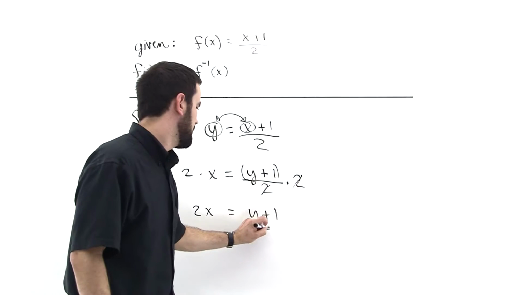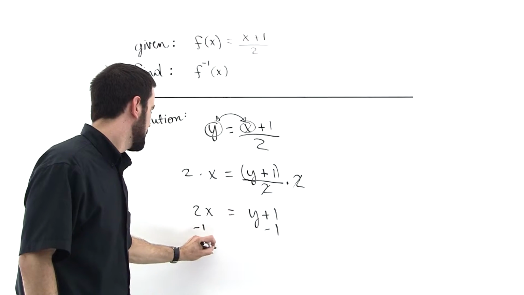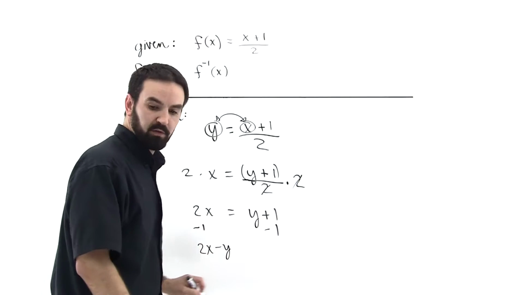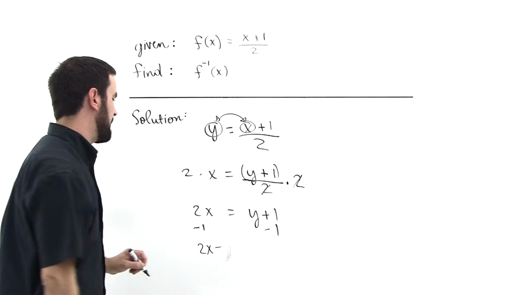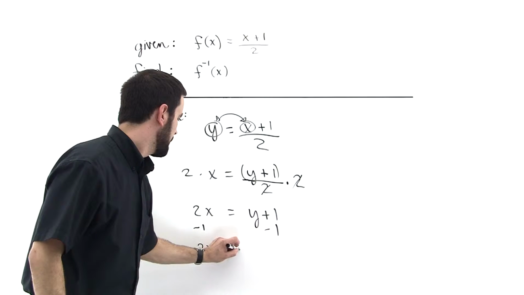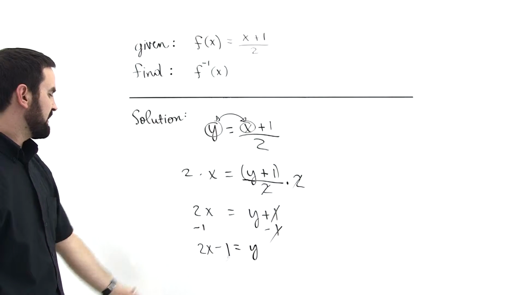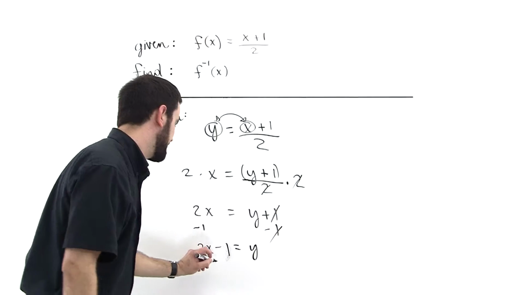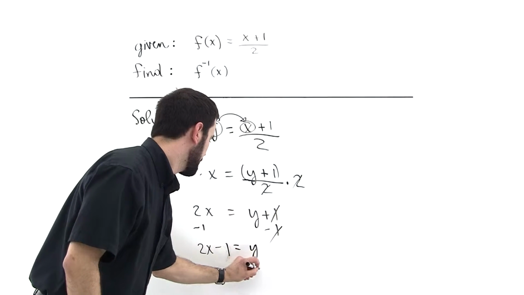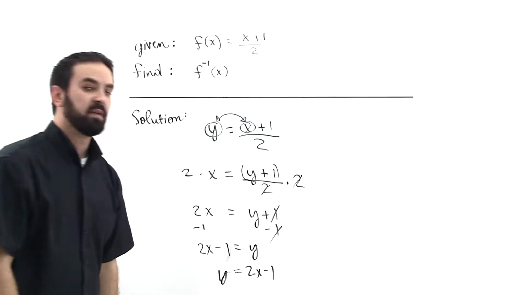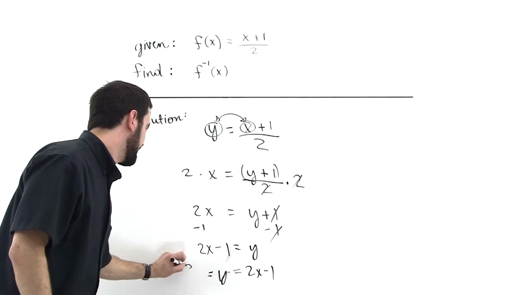Now we subtract 1. So now we have 2x minus 1. Minus 1, not y. 2x minus 1 is equal to y, because these two cancel. All right, so now you have y equals 2x minus 1. And then just switch them around because that's the way we're used to seeing it. This is f inverse. So this is f inverse of x.